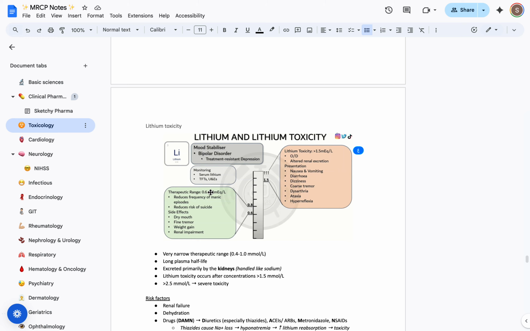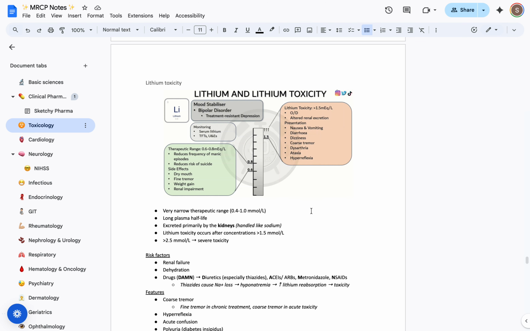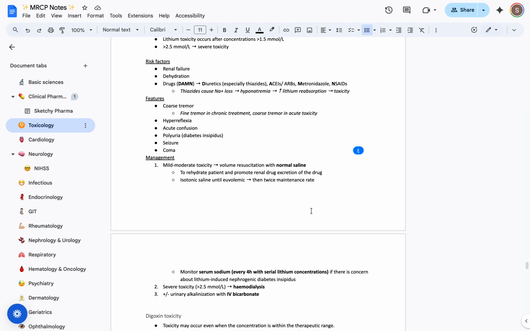You monitor lithium with serum lithium and UNEs and TFTs. If it's more than 1.5, that's when you start getting toxicity. And if it's more than 2.5, that's severe, in which you need to do hemodialysis.